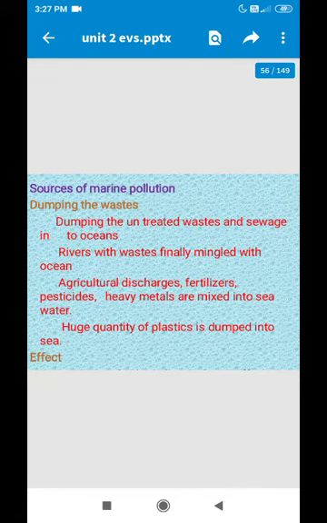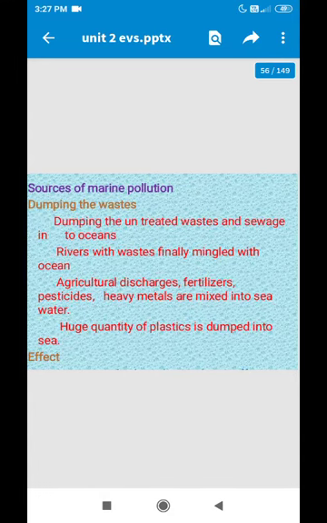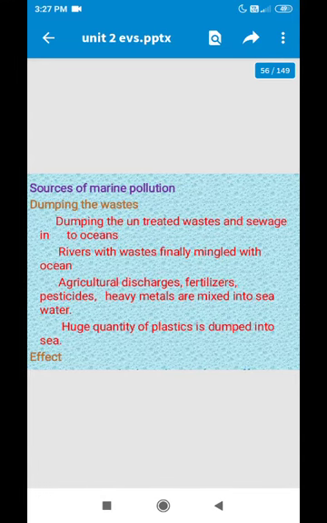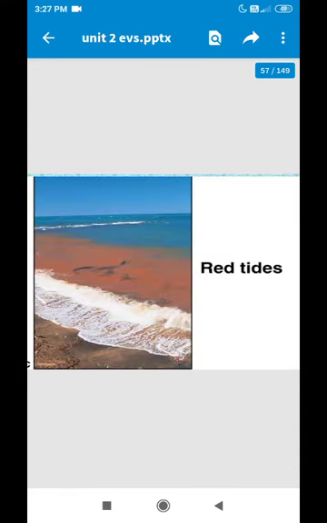Now let us see what are the sources of marine pollution. Dumping the untreated waste and sewage into oceans is the main reason for marine pollution, and rivers with waste finally mingle with the ocean. And also agricultural discharges, fertilizers, pesticides, heavy metals are mixed into seawater. And also a huge quantity of plastic is dumped into the sea. All this makes the marine area polluted.